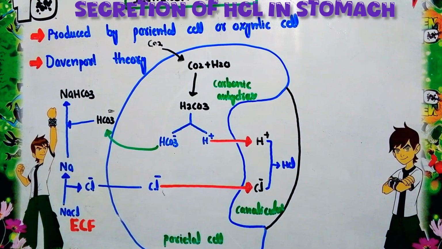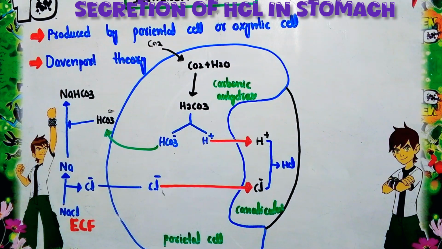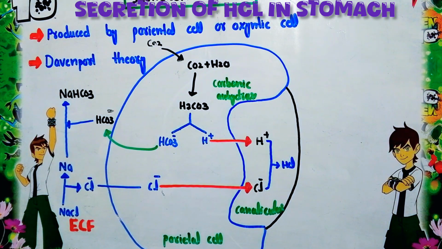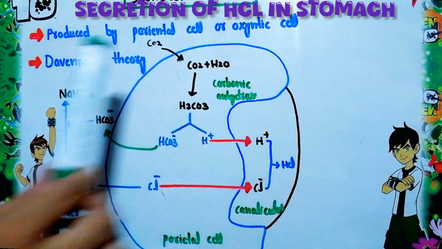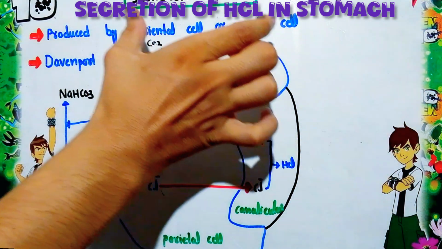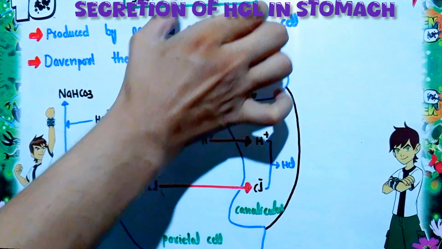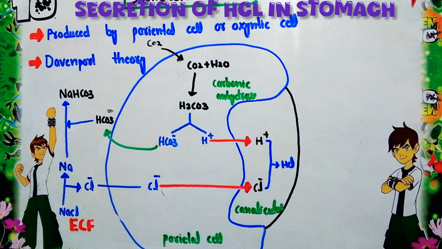In this video lecture we will discuss the secretion of hydrochloric acid, and how the stomach is able to secrete it. This HCl is mainly synthesized or secreted by cells present in the stomach. These cells are called parietal cells or oxyntic cells. They are responsible for the secretion of HCl. Now, how are these cells able to secrete hydrochloric acid?